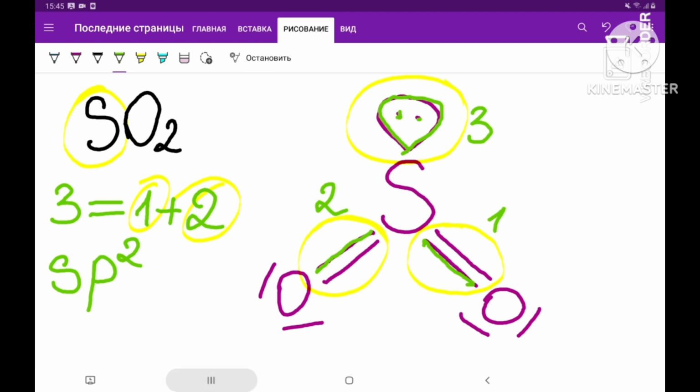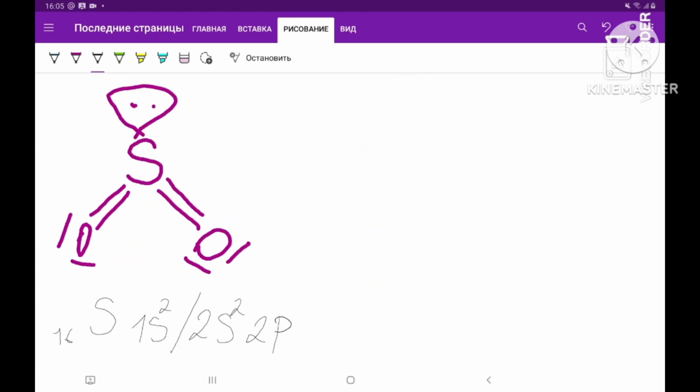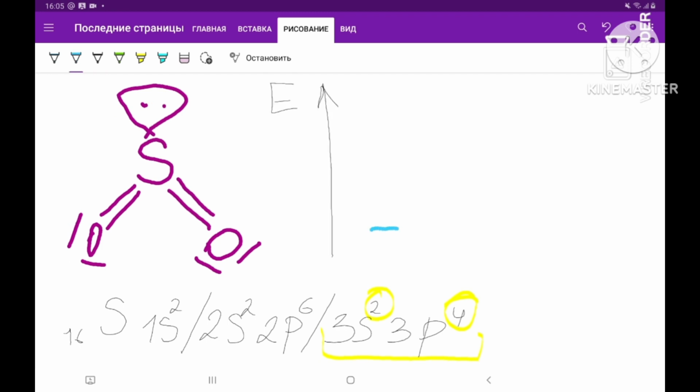And let's now write it. If we write its electron configuration, we see that it has 6 valence electrons, 3s2 and 3p4. We know that the s orbital has lower energy than the p orbital. Let's draw them. There are 3s, and here we have 3p. In the diagram with energy, we draw it in this way, s and p.